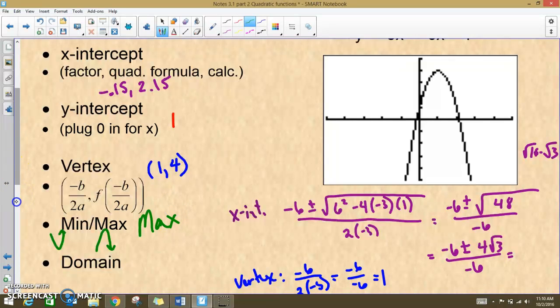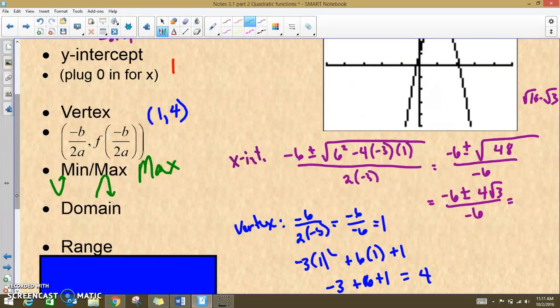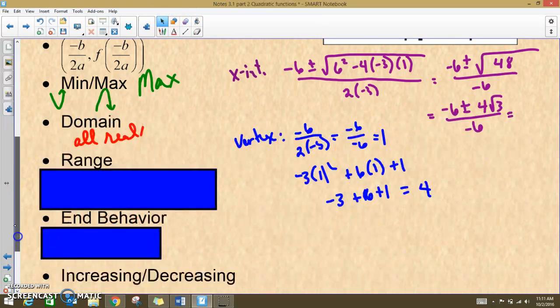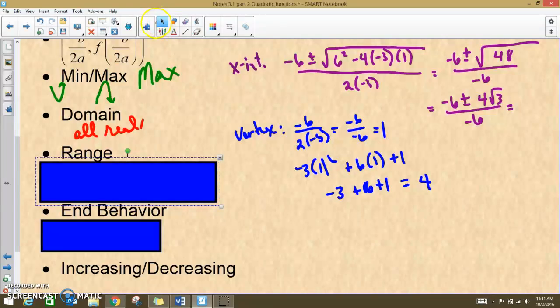Okay, domain. It's pretty much always going to be all reals, because when you have either the arrows pointing up or down, they're still getting wider left and right. So our domain is always all reals. Okay, and finding the range, it's going to be 1 or 2 answers.